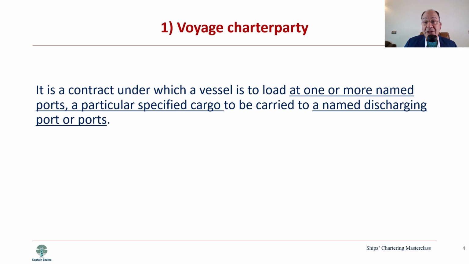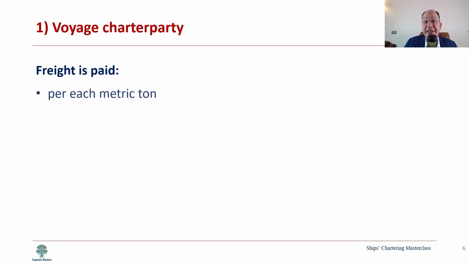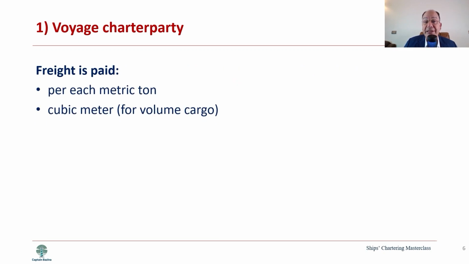So here the charterer is chartering the ship to transport his cargo from port A, for example, to be discharged in port B or maybe more than one port. So the ship's owner will get a remuneration in return. We call it here a freight. The freight is paid maybe per each metric ton. It could also be paid by cubic meter for volume cargo, or lump sum as agreed, or it could be paid according to Worldscale for tankers.